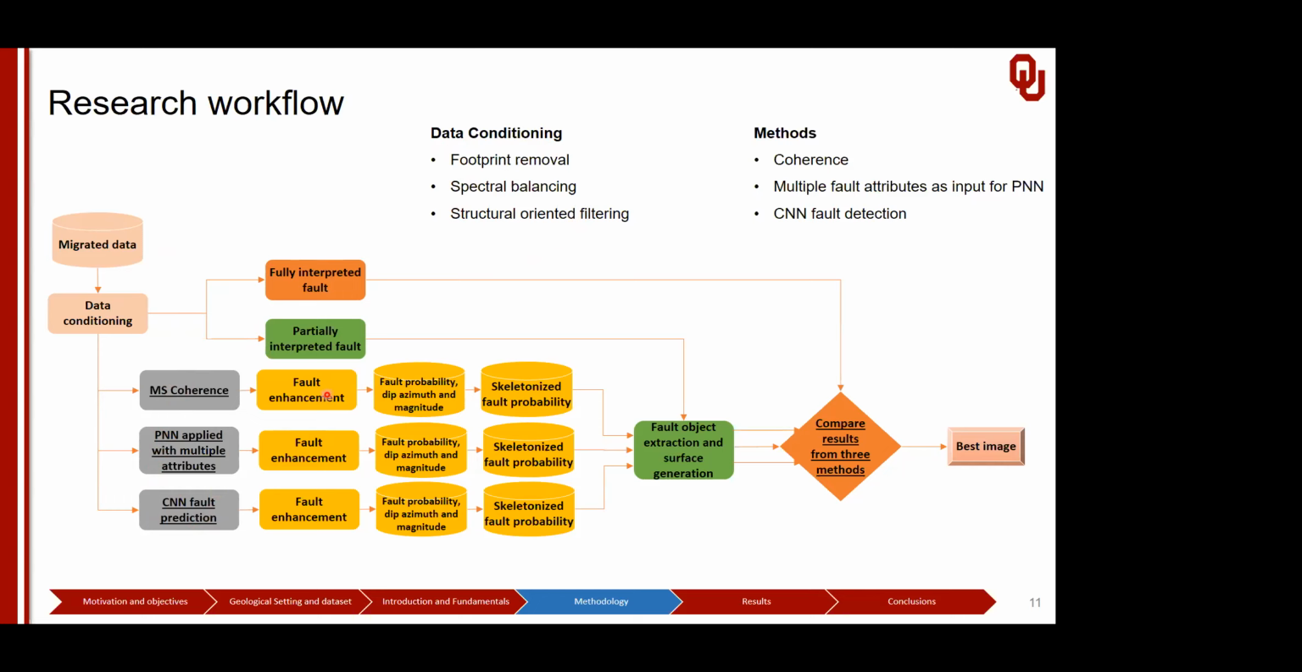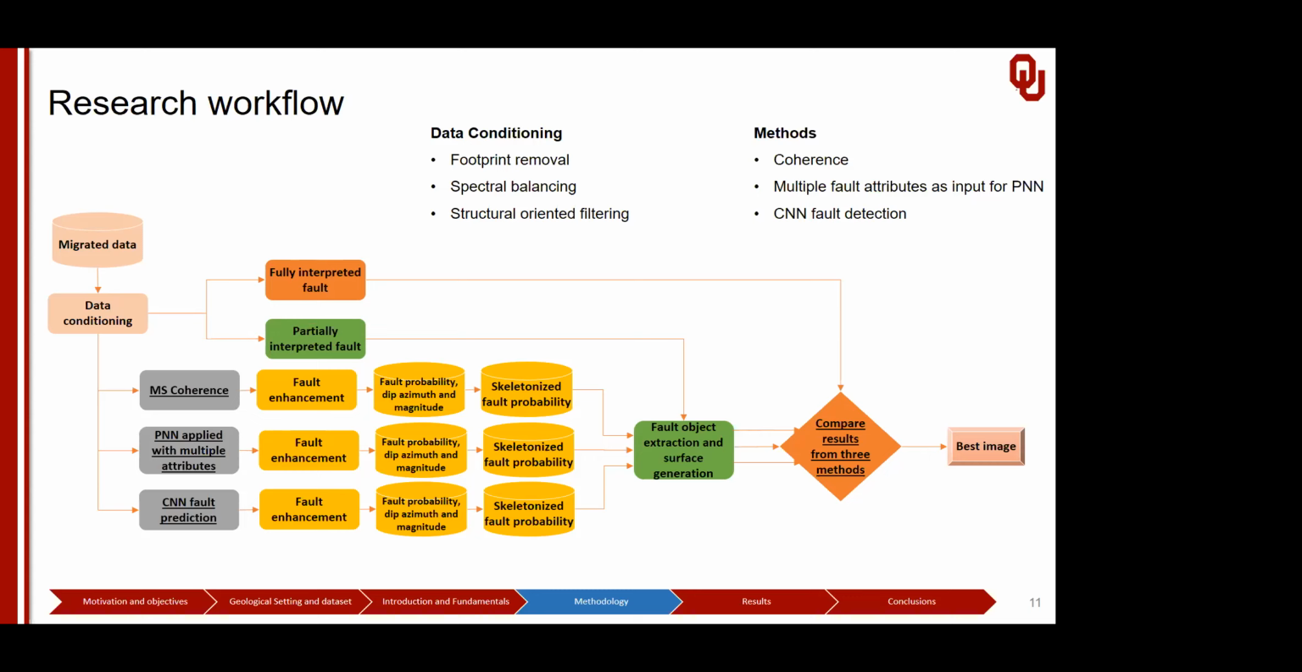Now, what I did was to apply the fault enhancement process from Key et al. 2018 to create a final skeletonized volume. So in this step, what I did was to extract all the objects. How do I do that? So basically, I use a partially interpreted fault as the guide for the extraction process. So I extracted the same fault 3 times.